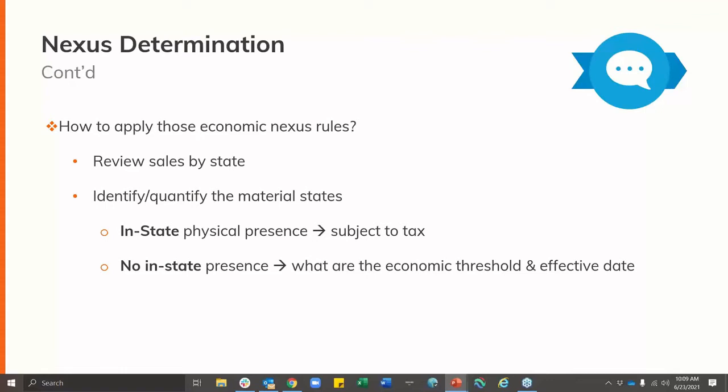So you really have to look now at all presence in state, whether it's physical or otherwise, and you definitely need to add in that layer of sales into a state or transactions into a state. And then compare that to where you're currently registered and filing. So that's how you kind of go through your nexus determination.